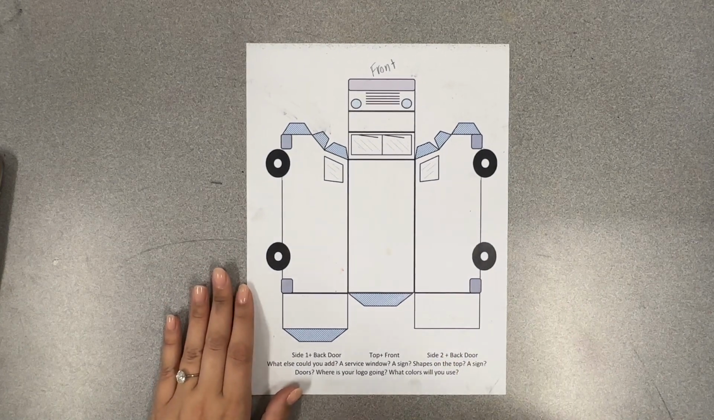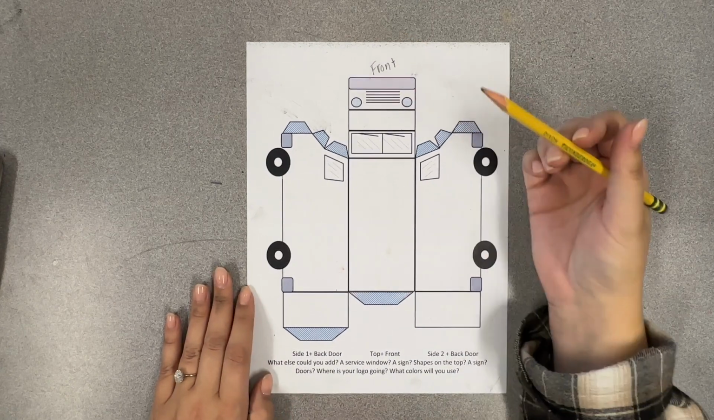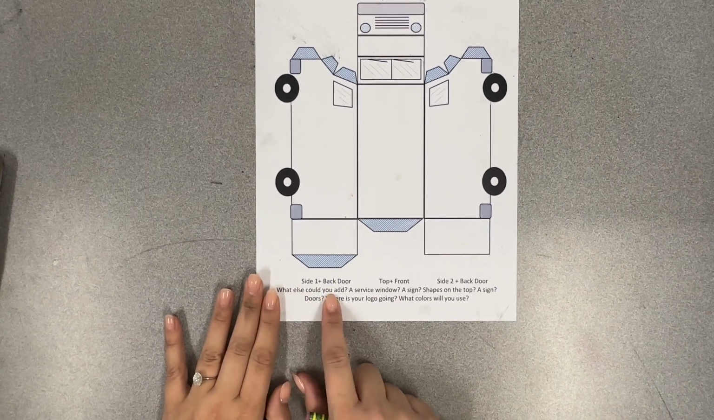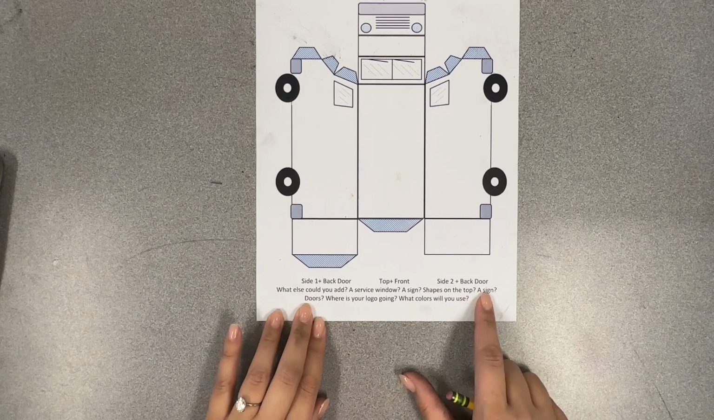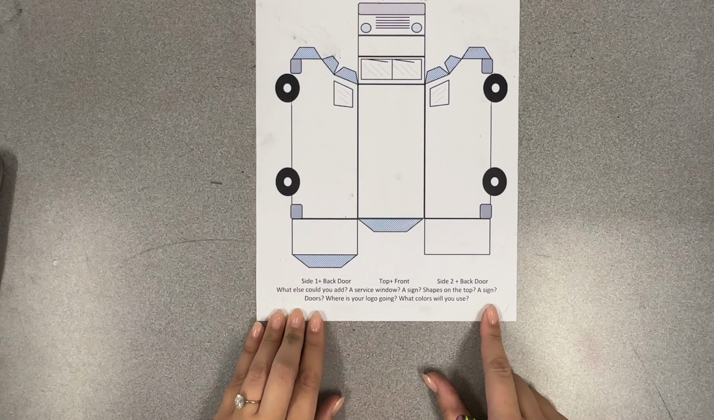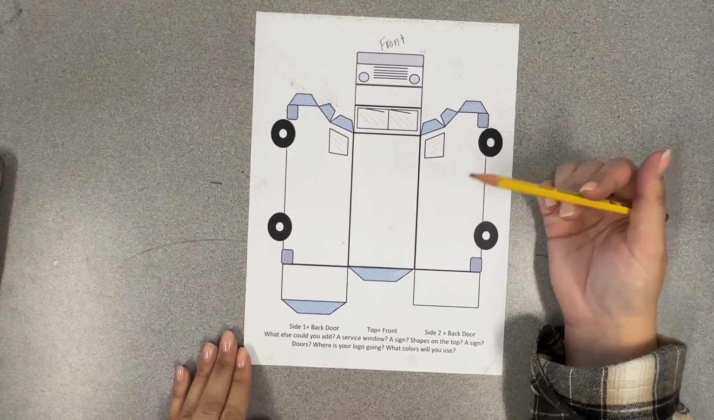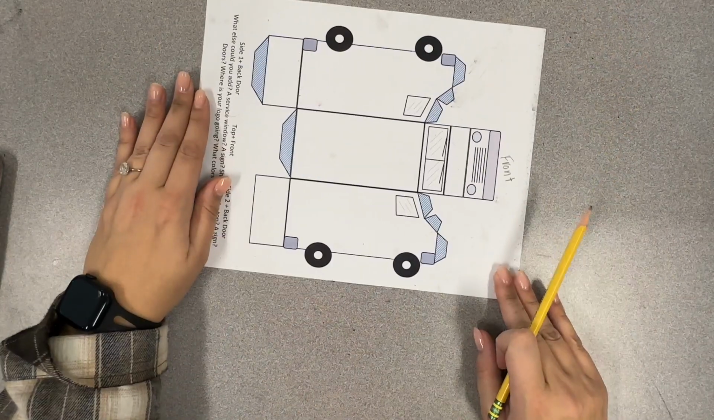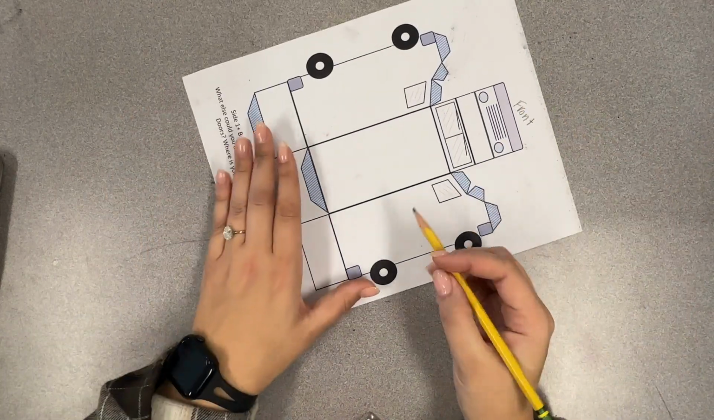So to start, what I want you to do is start sketching in your designs of your truck. What things I want you to think about is what else could you add? Could you add a service window, a sign, shapes on the top, any other signage, doors? Where is your logo going, and what colors will you use? So using pencil first, I want you to start sketching in your designs. If it helps you to turn the truck when you're working so you can figure out what is going where, I would do that. So pencil first.